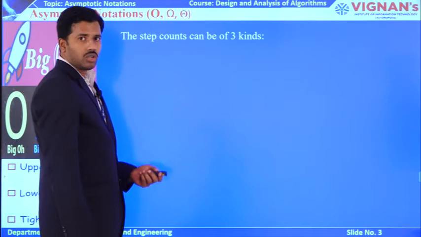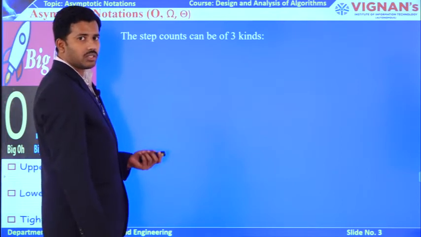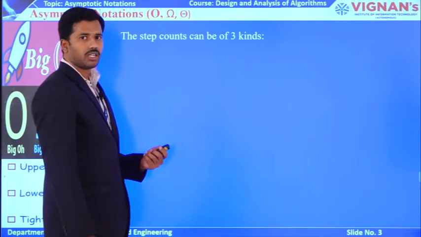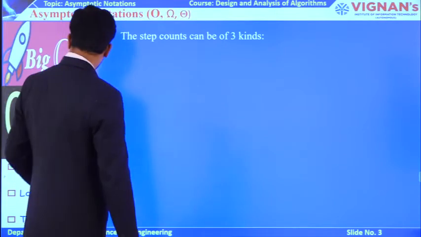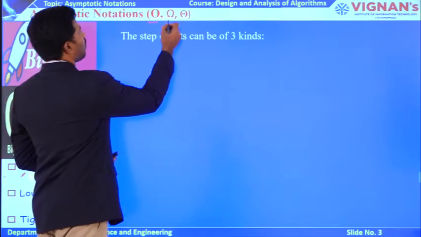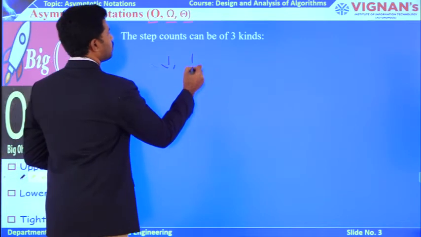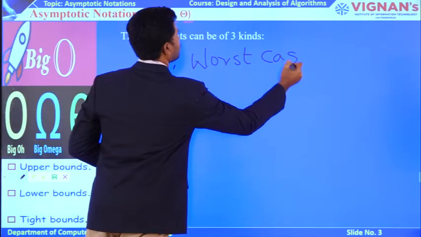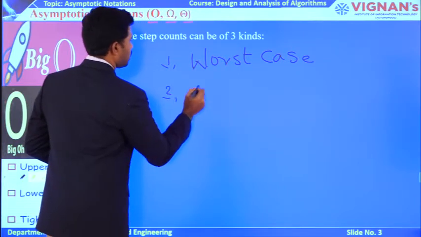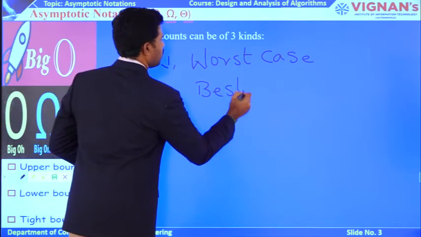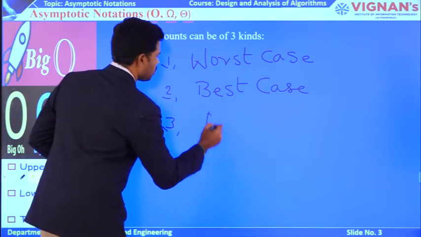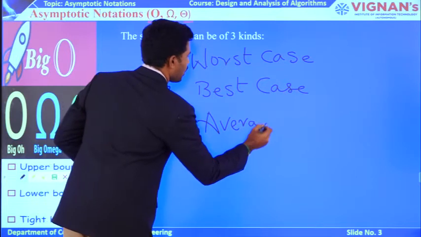As I said previously, you have mainly 3 cases to measure the performance of an algorithm: worst case, best case as well as average case. So now you have mainly 3 things. Worst case, second one is best case, and third one is average case.